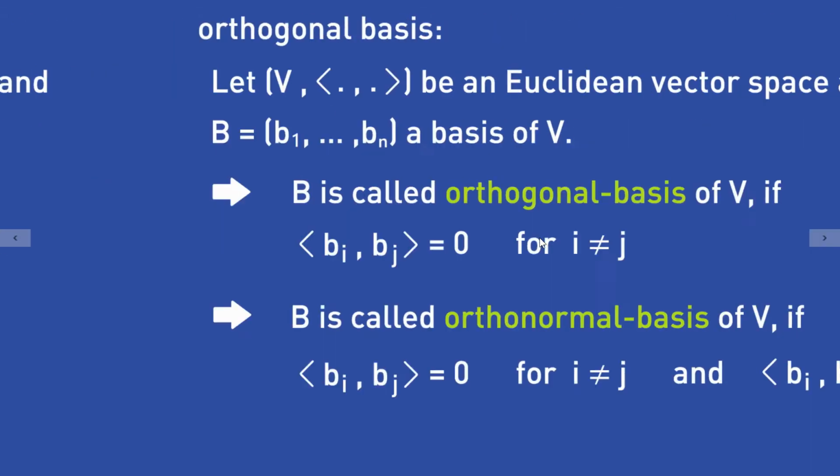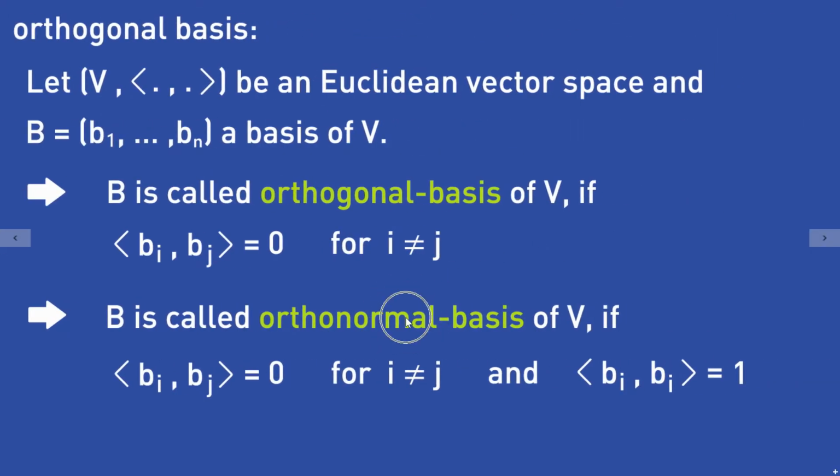The basis B is called an orthonormal basis of the space V if the scalar product of bi with bj is equal to 0 for i not equal to j, and the scalar product of each vector bi in the basis B with itself is equal to 1. That here means that the Euclidean norm of each vector bi in the basis B is equal to 1.